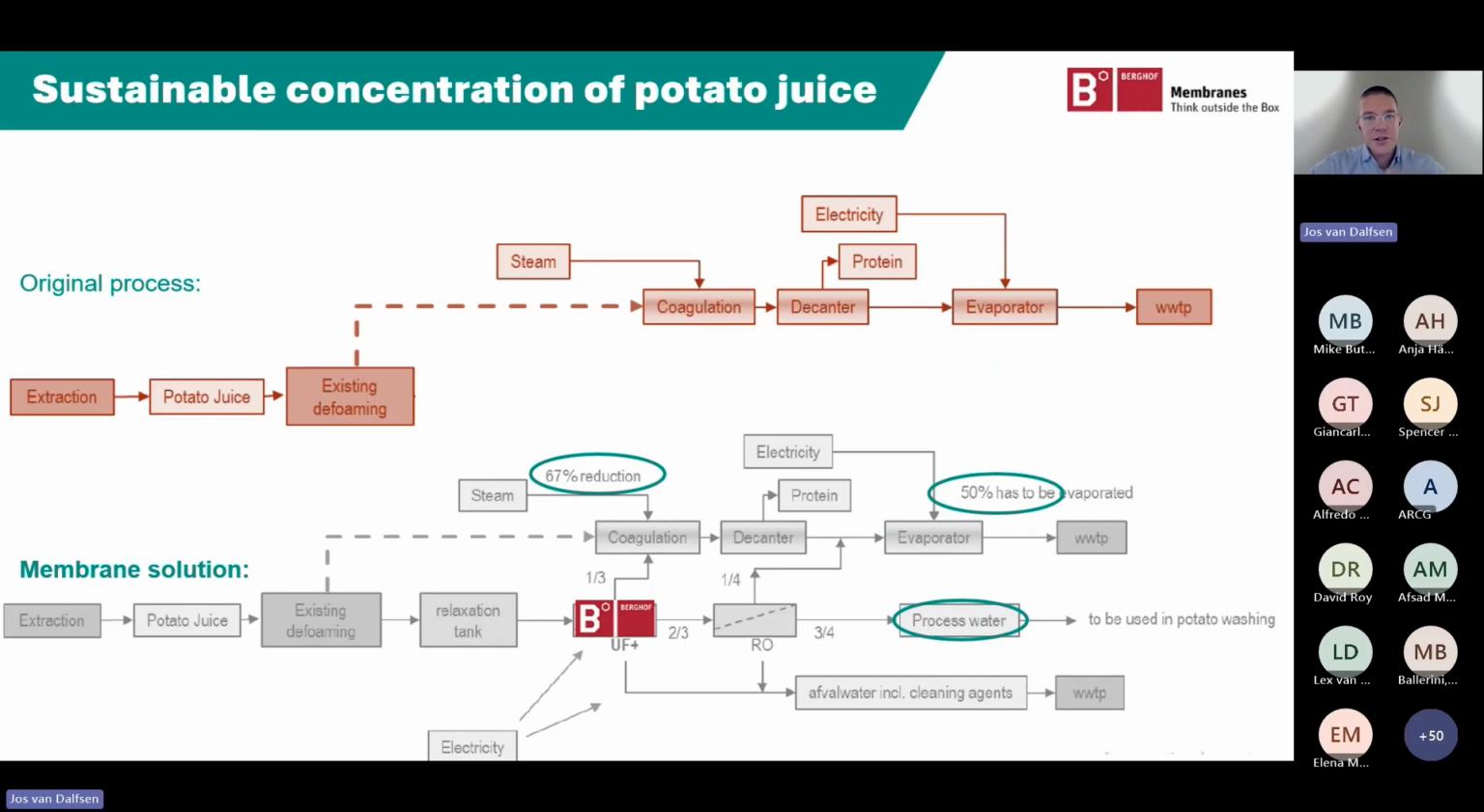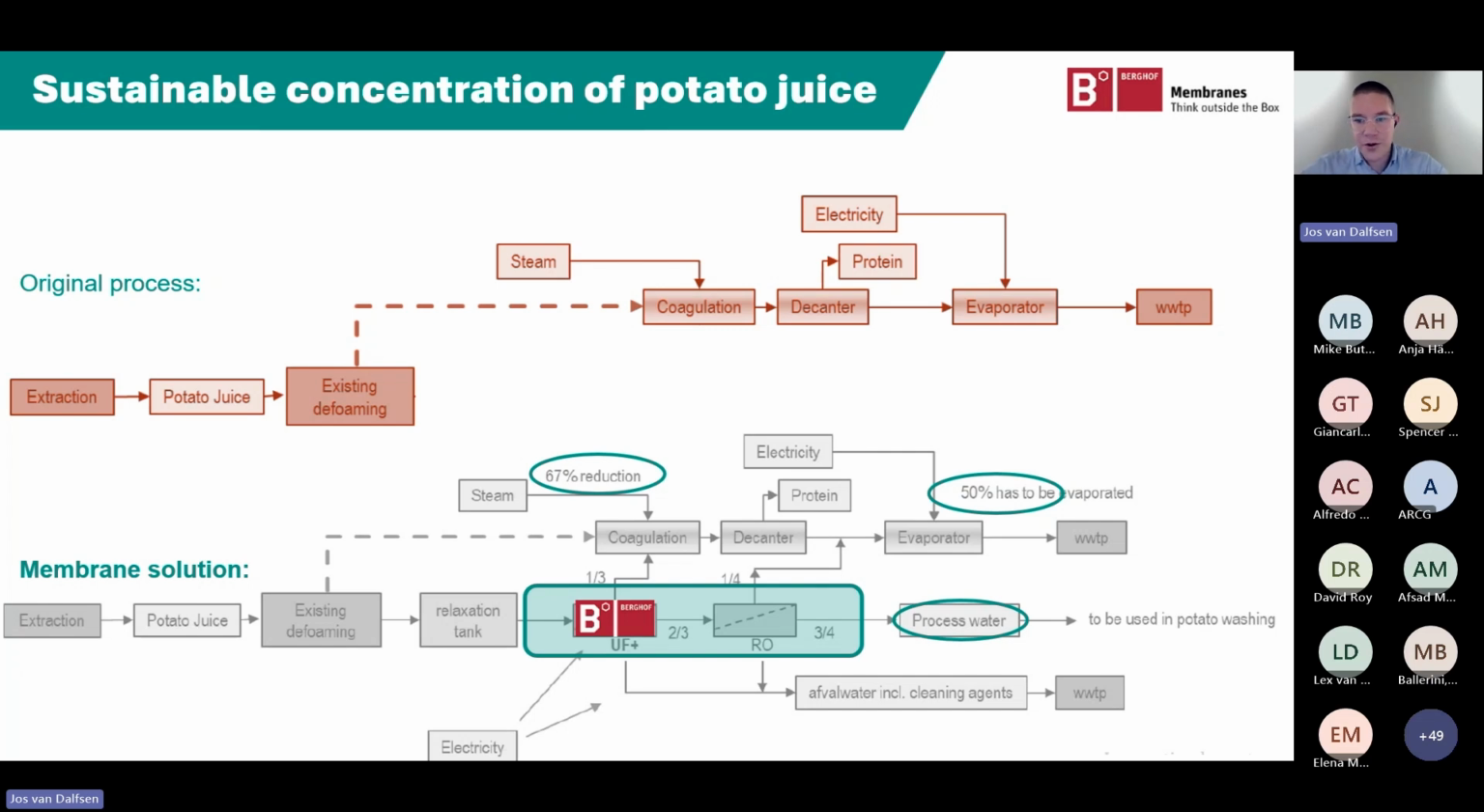So again, back to the original process. So what is then the result of this? So we integrate a UF and RO process in the existing process. So after the defoaming, we installed relaxation tanks and also defined the right defoaming agent, of course. And then the UF concentrates the feed stream with a factor of 3. And then the concentrate is sent to the coagulation line, which means that you need about 60% or 65% less steam for the coagulation, so which is an energy reduction in that part of the process.